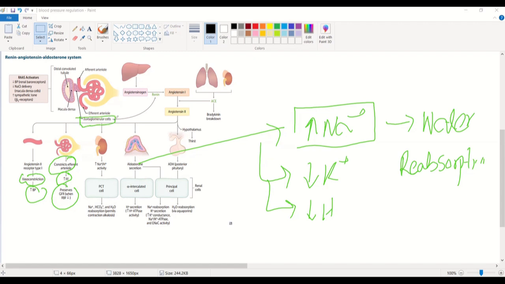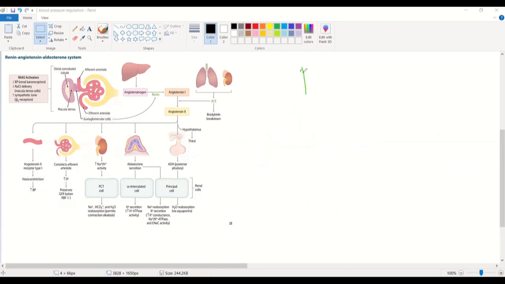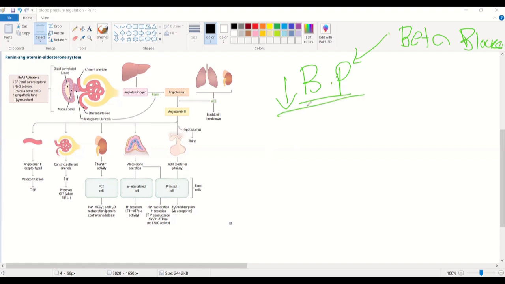Beta 1. So if you are taking beta blockers, the beta blocker inhibits this system, right? Very high yield. Beta blocker decreases blood pressure. So this is the mechanism of the beta blocker: it decreases blood pressure through inhibition of beta 1 receptor on the JG apparatus cell.